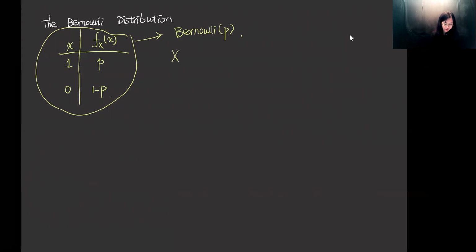And if X is Bernoulli P, we know the whole distribution, the whole probability mass function of the random variable. We can calculate the expectation of the random variable. So expectation of the random variable is the weighted average of all the possible values weighted by the probability mass function. So it's P times 1 plus 1 minus P times 0. That gives us P.